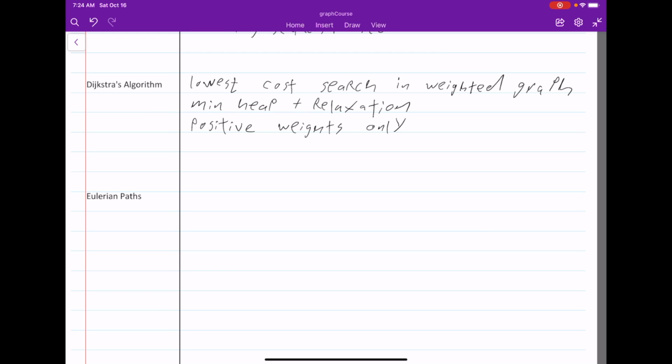Lastly, we covered Eulerian paths. We found a way to determine whether a graph had an Eulerian path by counting the degree of each node. We reviewed Hierholzer's algorithm, which helps us find Eulerian paths and circuits when they do exist.